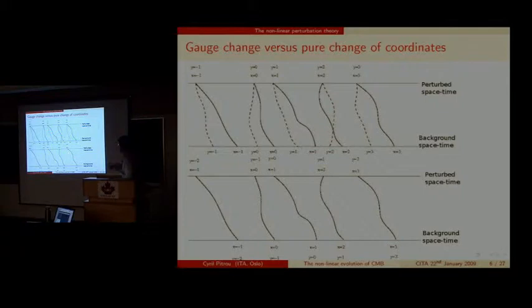But on this plot, I just keep the same gauge, and with the same gauge I change the coordinates, so I can give different names. These names are x, these names are y, but the way I identify the point is fixed. So that's why when you do a gauge transformation, it looks like a change of coordinates, but it's intrinsically different from a change of coordinates.